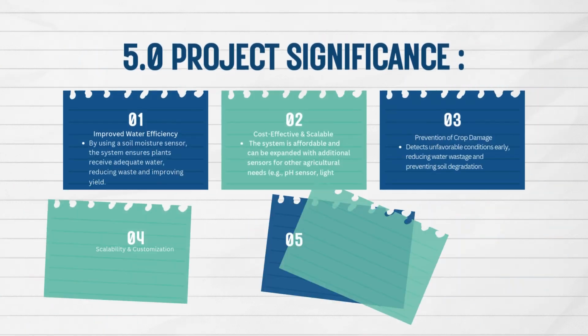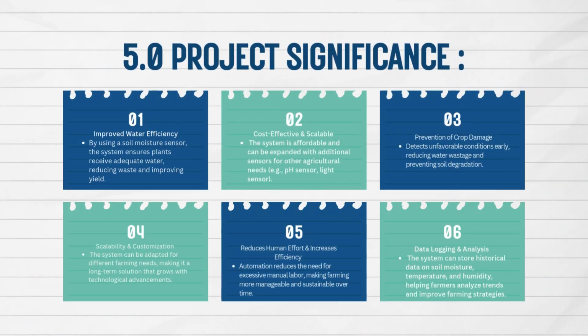Next is project significance. First, our project improves water efficiency. By using a soil moisture sensor, the system ensures plants receive adequate water, reducing waste and improving yield. For example, if the soil moisture drops below a certain level, the system can automatically activate a water pump to irrigate the crops. Once the moisture reaches an optimal level, the pump turns off, preventing water wastage. This will prevent overwatering, which can cause root rot and nutrient leaching.